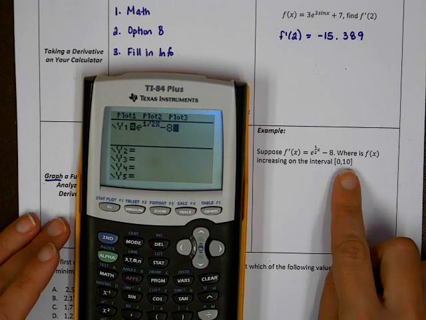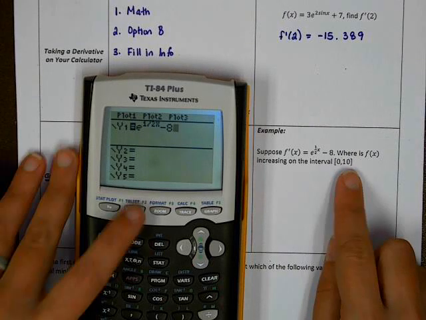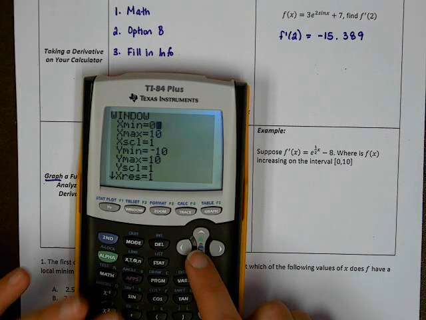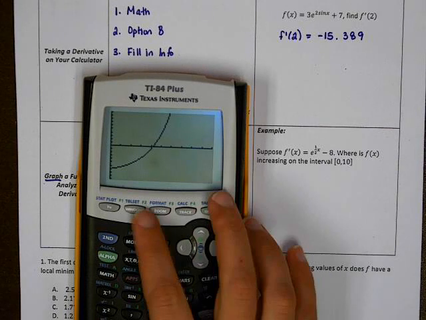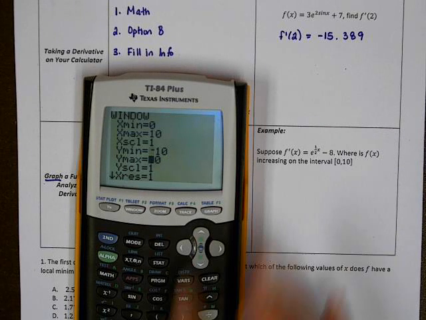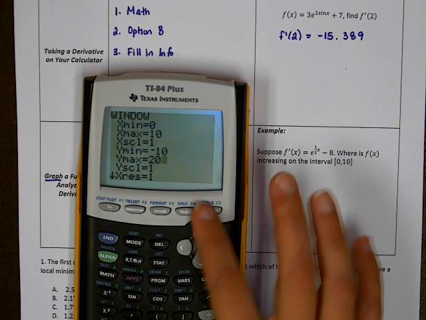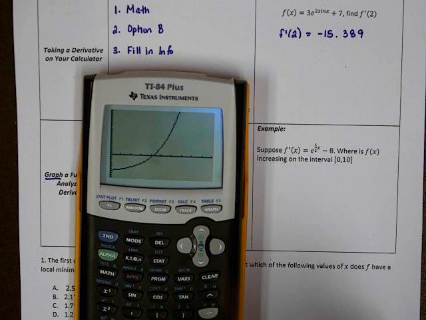now it says here we want to look at where we're increasing specifically on the interval from 0 to 10. So I'm going to change my window to go from 0 to 10, and then I'm going to look at my graph. Now I'm increasing whenever my slope is positive. So I'm going to change my window a little bit because I can't quite see the top of this graph yet. Yeah. Looks like it's just going uphill the whole time.